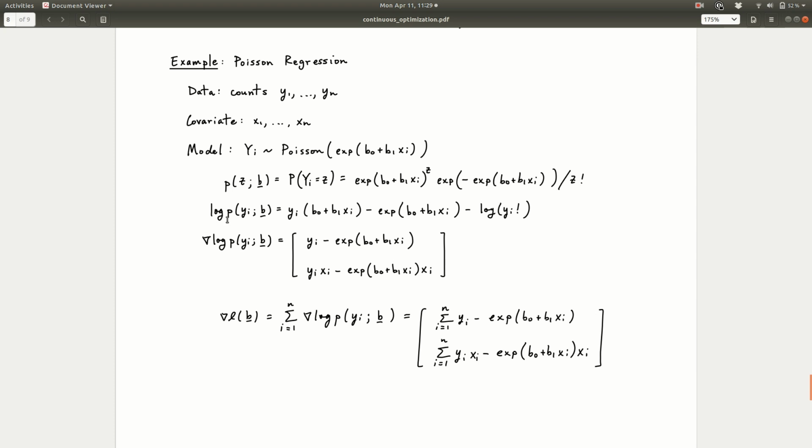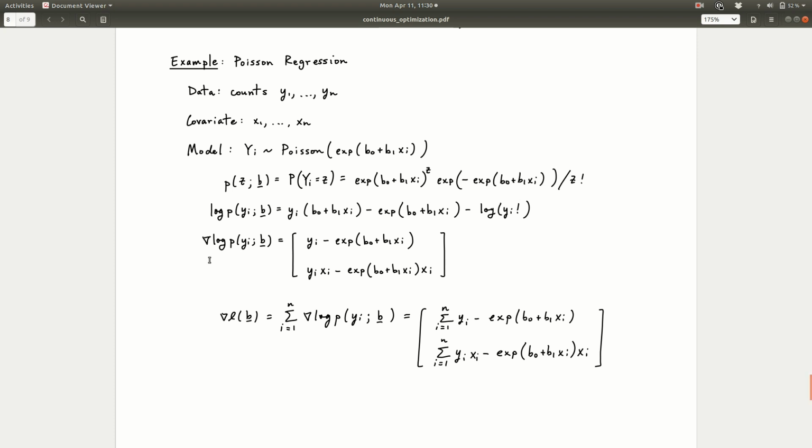If we take the log of that and plug in, this is the log likelihood of the ith observation. So we're plugging in yi here. Taking the log and plugging in yi, we get yi times b0 plus b1 xi. That's from this term. And then we get a minus the stuff inside the exponential. And then a minus log yi factorial.